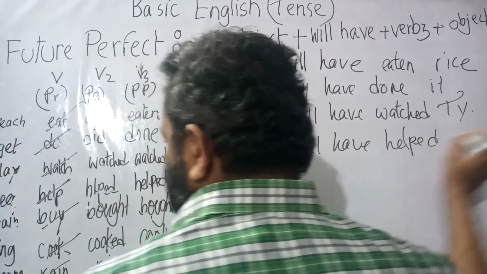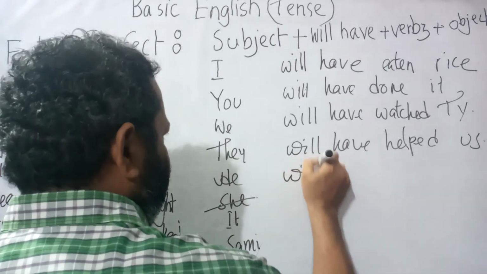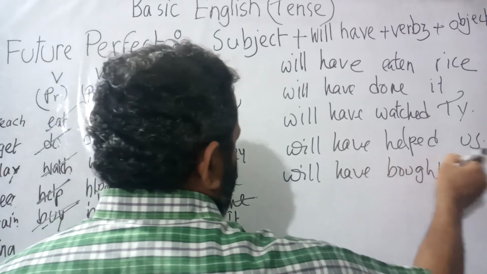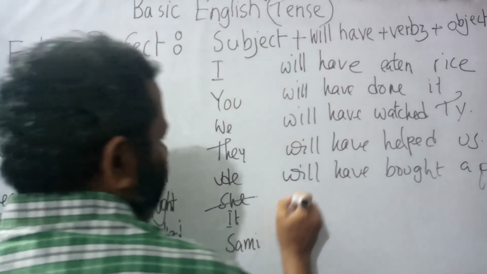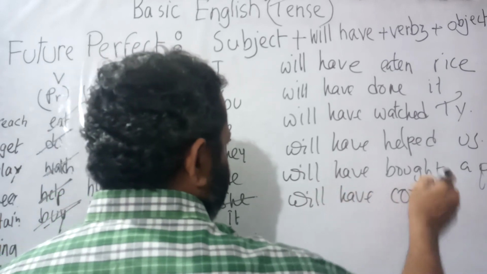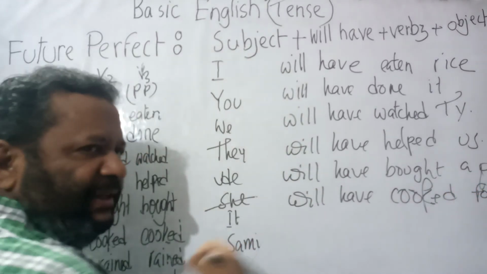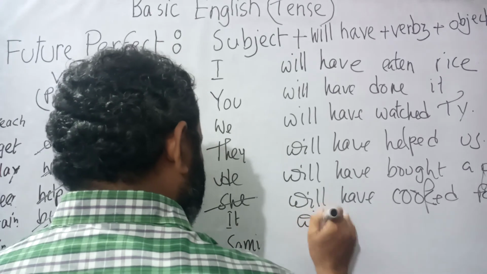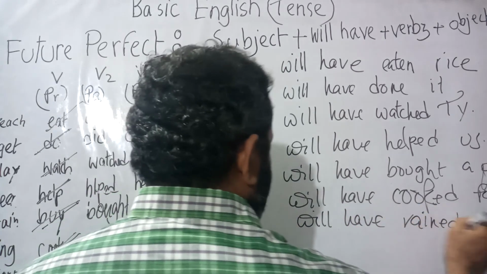Now if the verb is buy, it would be he will have bought. You will have bought a pen. Now if the verb is cook, she will have cooked. She will have cooked food. Now when the subject is it, let us consider the verb rain. Then it would be it will have rained. It will have rained heavily.